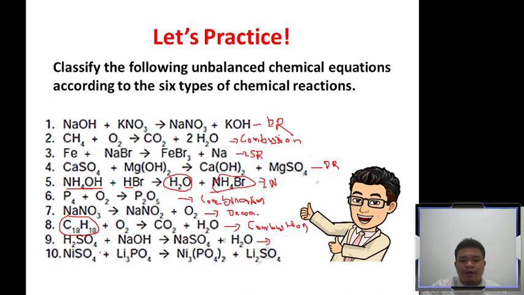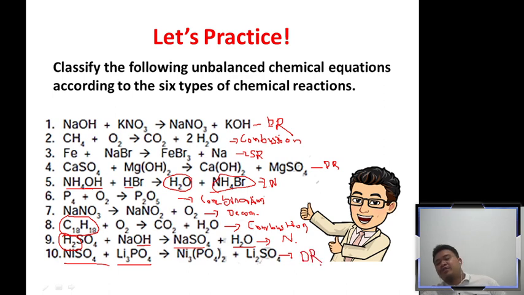How about this one? H2SO4. Ooh, this is again an acid, right? And this is OH, this is a base. So Na2SO4, this is your salt, and this is H2O. So therefore, this is a neutralization reaction or acid-base reaction. And last but not the least, as you can see, multiple ions are involved. This is clearly a double replacement reaction.